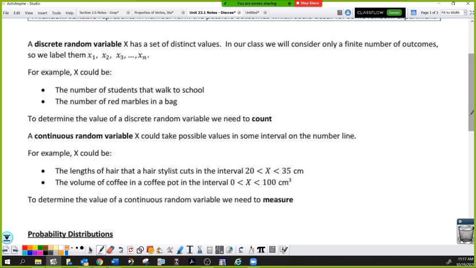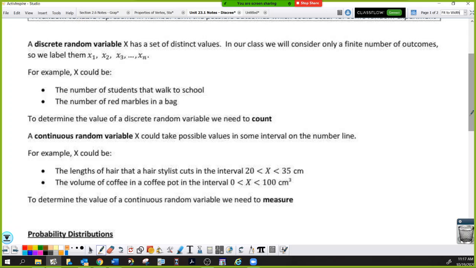For example, capital X could be the number of students that walk to school, or the number of red marbles in a bag. What did both of these numbers have in common? Say it louder. They're whole numbers. That's what makes them discrete. You can't have 1.5 people walking to school. If you do, that's usually a crime scene, right? No, this is whole things. That's what makes it discrete.